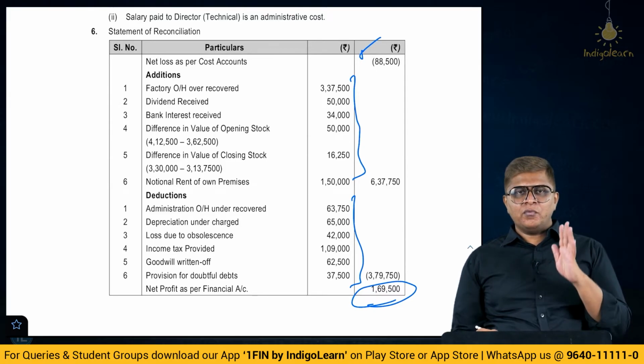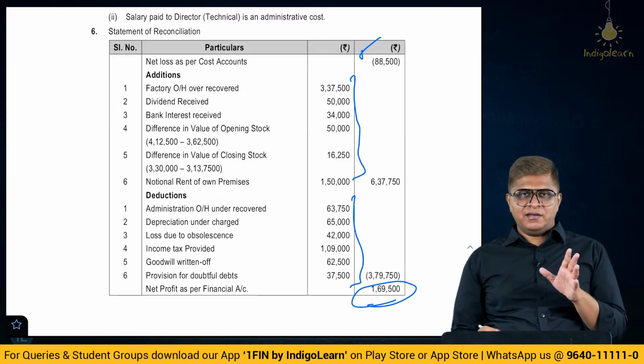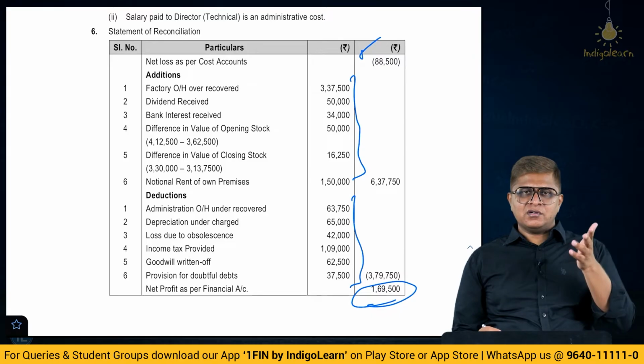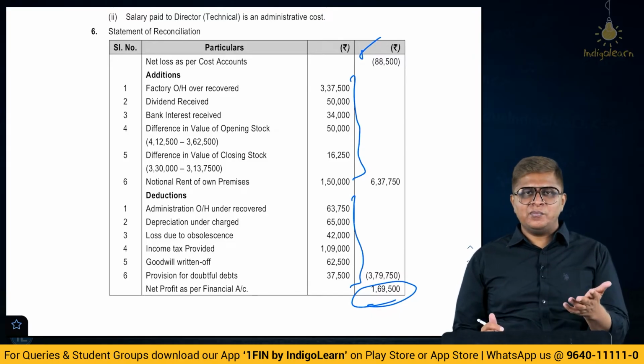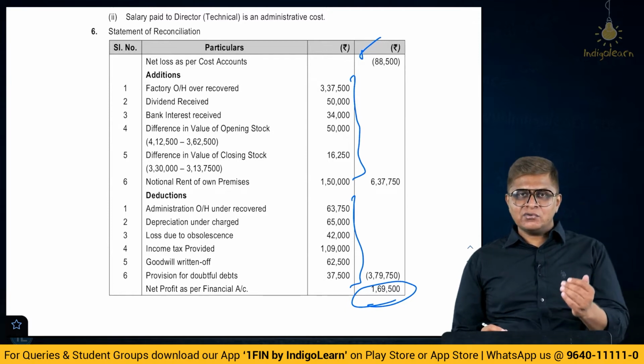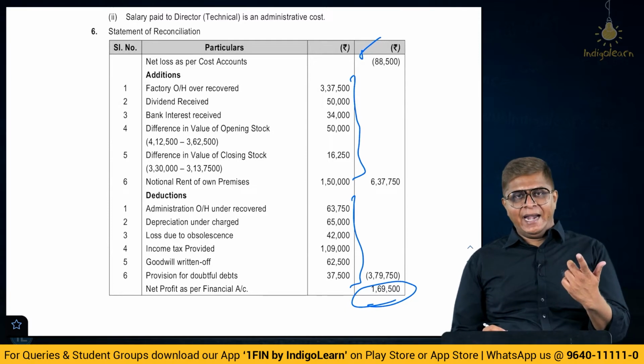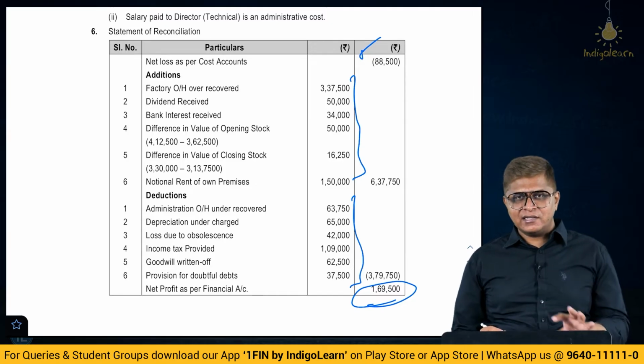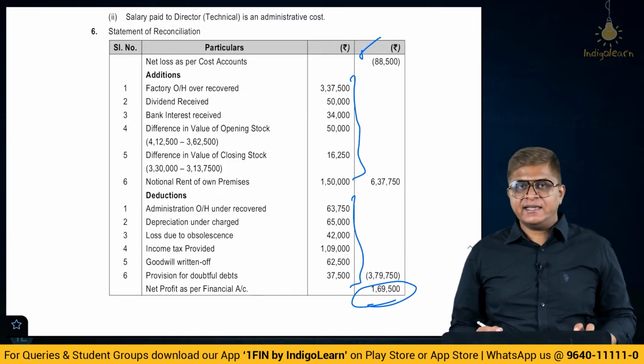Always remember, opening stock comes to the debit of the P&L. So if the costing opening stock is more compared to the financial opening stock, that means more expenditure is there in costing P&L. We need to reduce that expenditure, meaning we need to add back. So like that, please be a little careful. Let's look at the next question.